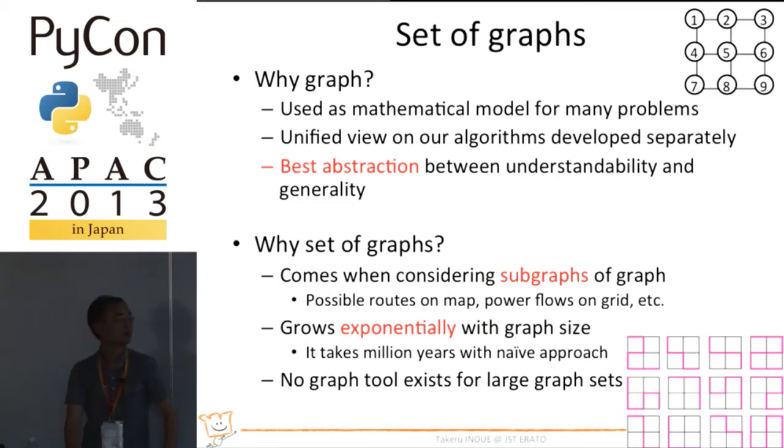I think you are not familiar with the concept of a set of graphs, but it comes with any graph when you consider multiple subgraphs cut from the original graph. For example, considering possible driving routes on a road map, or examining feasible power flows on a power grid, or evaluating patterns found in a chemical reaction network.